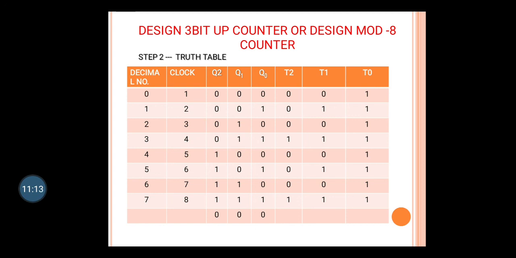So to generate T0, check only the Q0 column using the excitation table. So again here the initial state of Q0 is 0, but the next state is 1. Check only the Q0 column. So 0 and 1, it is 1. 1 and 0, it is 1. For T1 also do the same thing. For T1, check only the Q1 column, present state and next state. And for T2, check only the Q2 column, present state and next state. And fill the T2 column.